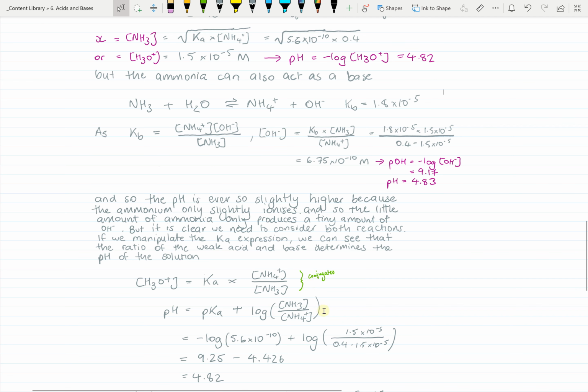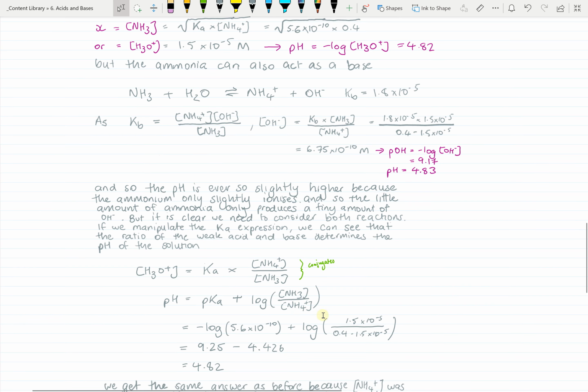Now, this equation is technically outside the syllabus. It's called the Henderson-Hasselbalch equation. A lot of schools learn it because it's useful. And the pH is going to be the negative log of the Ka, which you can look up, plus log of the ratio of these conjugates, for these weak acid-base conjugates. Now, if they were equal in concentration, say 0.2 and 0.2, log of 1 is 0, and so it would just be the pKa. Okay?